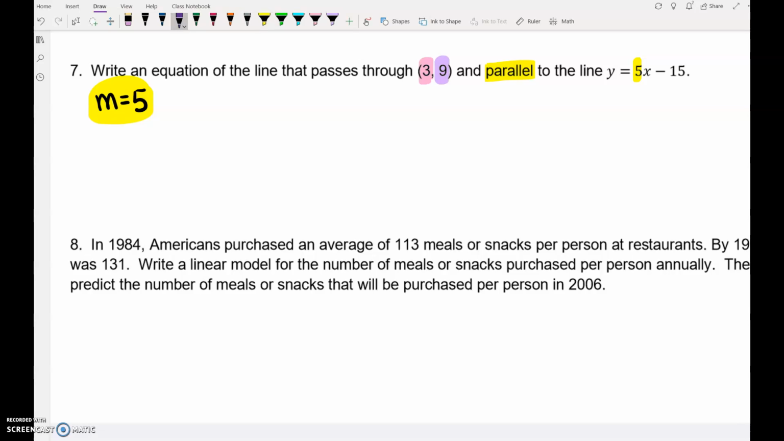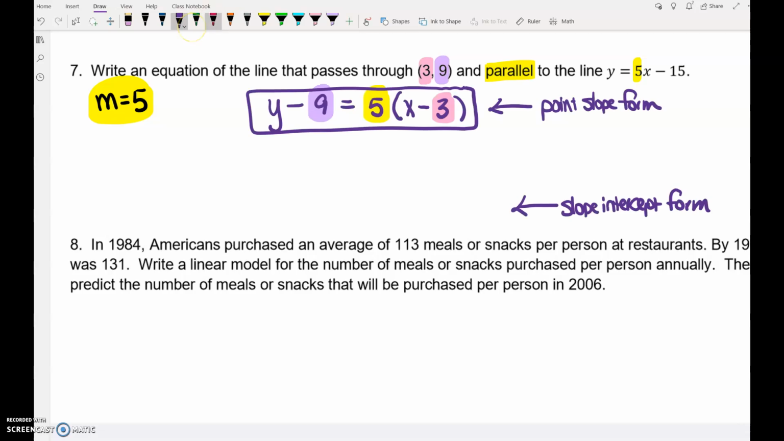Take a moment. If you're watching the video, pause the video. Try this problem on your own. Write it in point slope form, convert it into slope intercept form. Okay, you should have y minus 9 equals 5 times x minus 3. Then we distribute to get 5x minus 15. Add 9 to both sides.